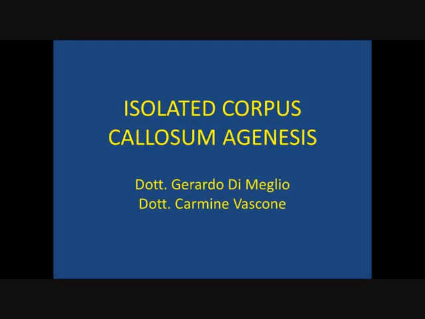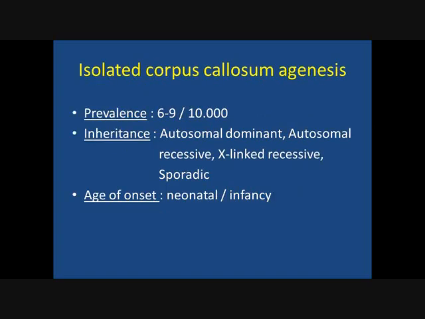Dear colleague, today I want to talk about isolated corpus callosum agenesis. The prevalence of this malformation is 6-9 per 10,000. The inheritance is autosomal dominant, autosomal recessive, X-linked recessive and sporadic. The age of onset is neonatal or infancy.